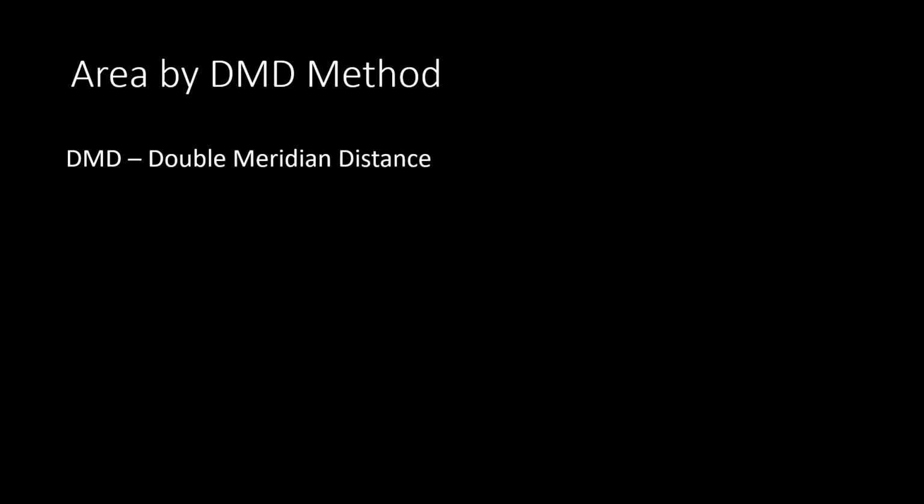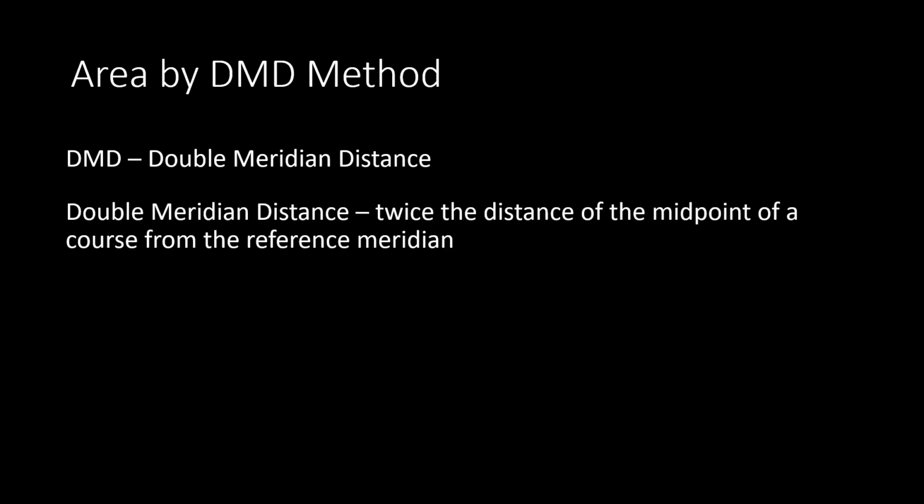We now go to the other method of finding the area of a piece of land, which is common among surveyors, and this is called the area by DMD method. Now, the DMD refers to the double meridian distance, and we shall define the double meridian distance of a course as twice the distance of the midpoint of a course from the reference meridian.